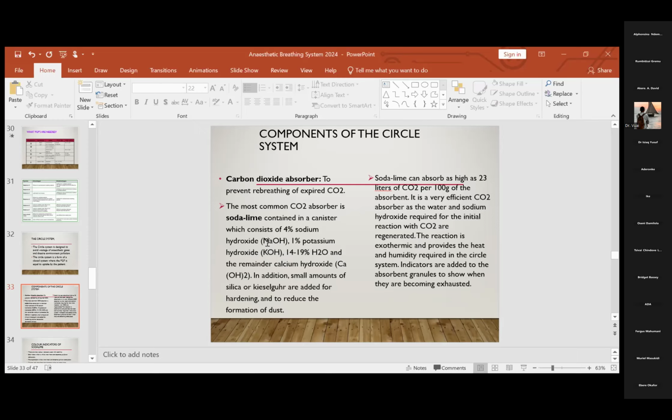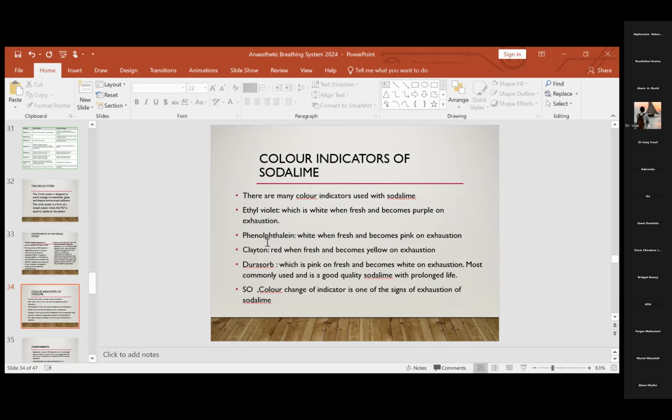And very importantly, the carbon dioxide canister has different types of indicators that are added to show you when your carbon dioxide absorber is finished. All right, it's getting used up. It depends on what you have. There are so many colors. Most of the ones we have is ethyl violet. When it's fresh, it's white and becomes purple when it's exhausted.